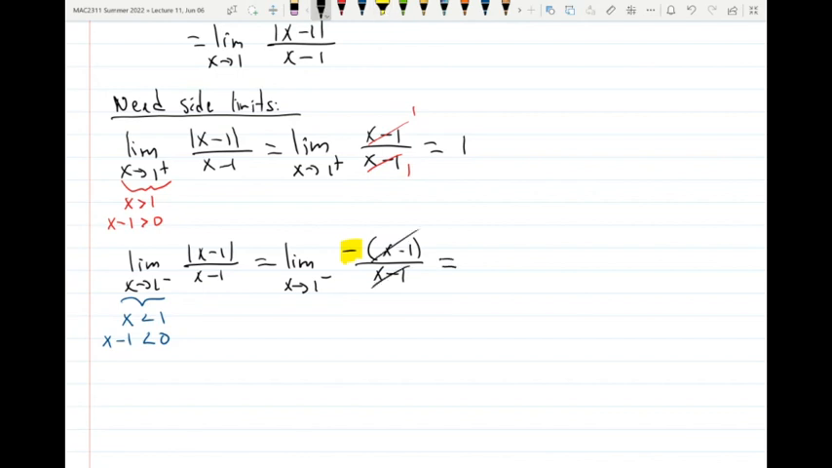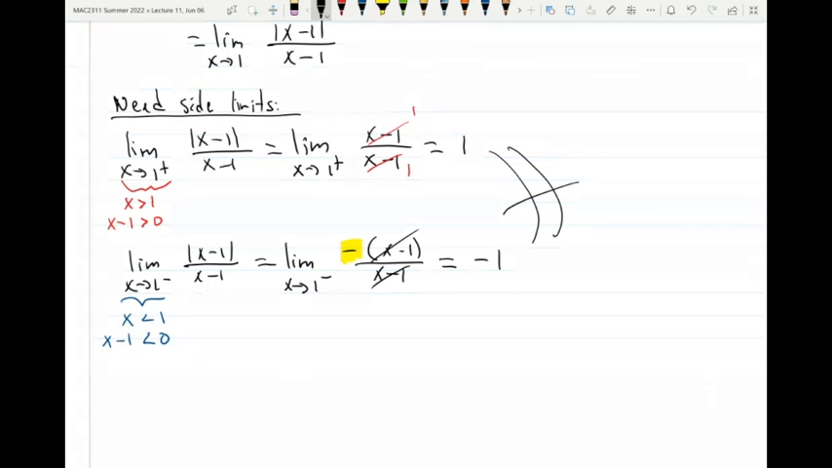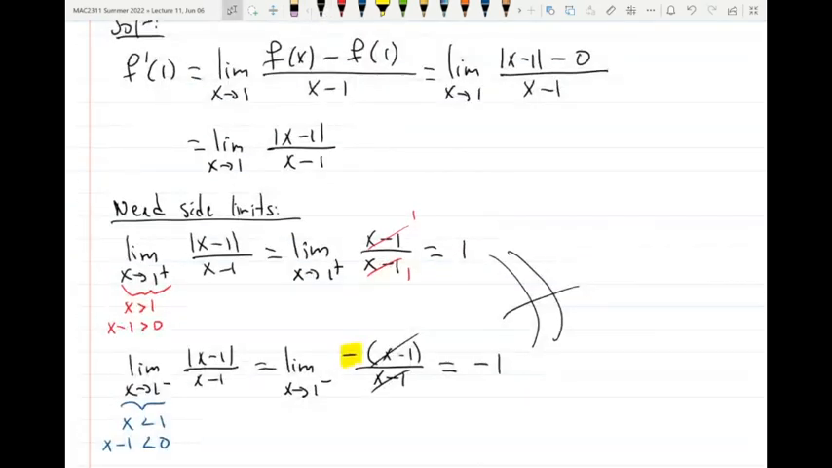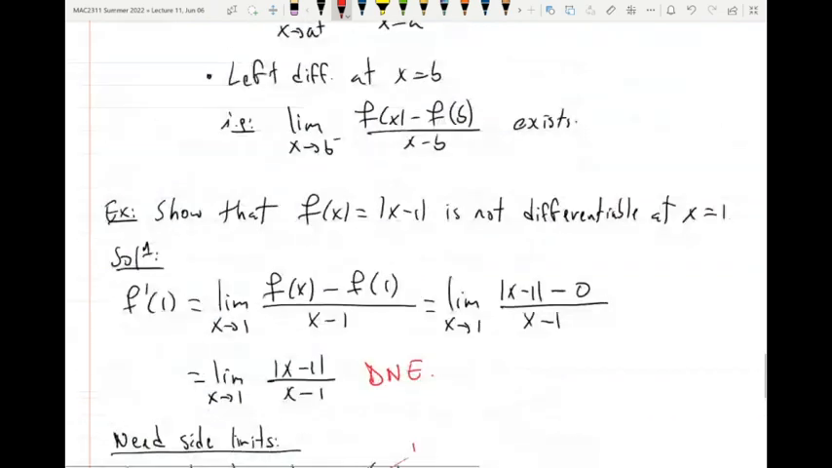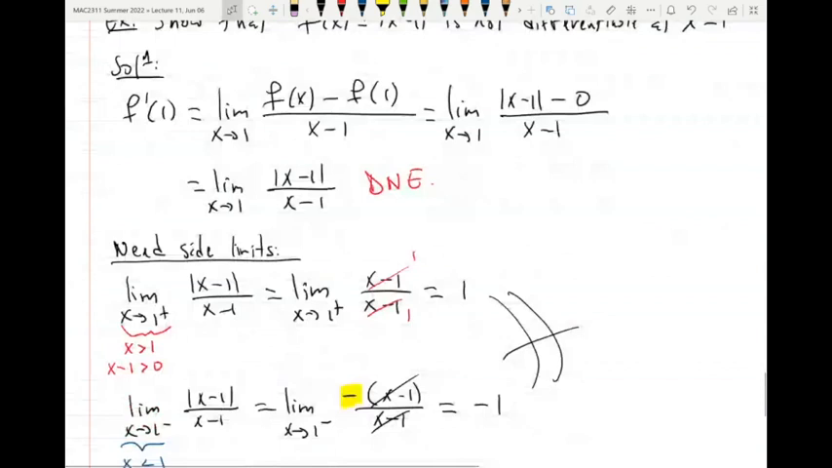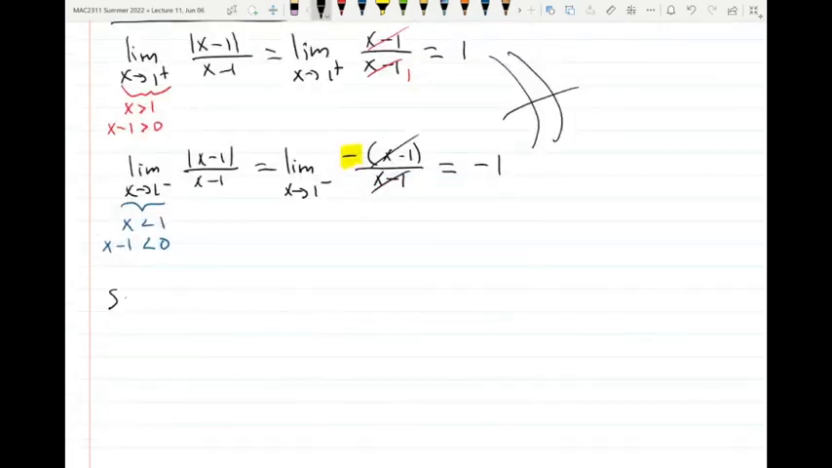And what are we getting for this limit? Negative 1. So the right limit is positive 1, the left limit is negative 1. So these guys are different, right? So what can we say about the actual limit as x approaches 1? So this limit does not exist. In other words, the derivative at 1 does not exist. Do you understand this? That was the point of the question, to show that it's not differentiable at 1. So f prime of 1 does not exist.